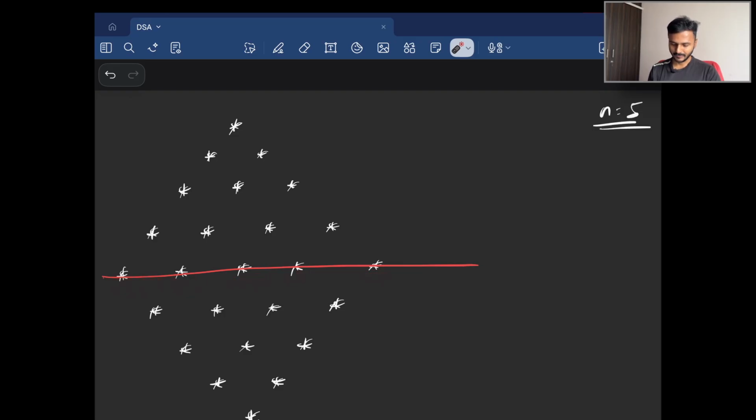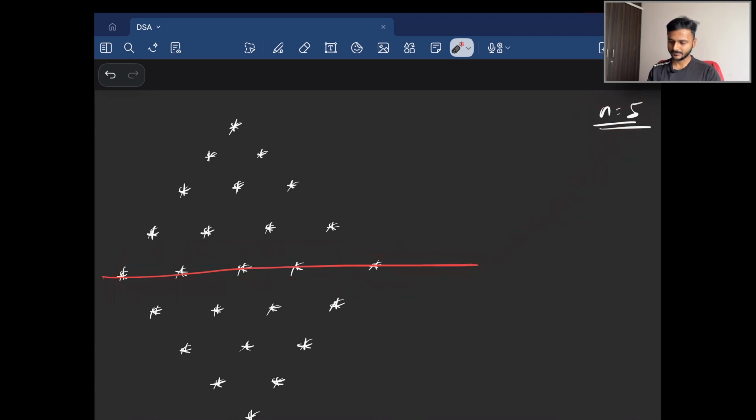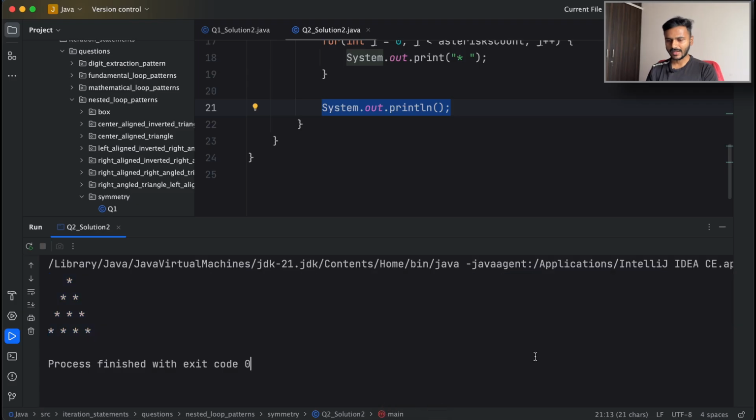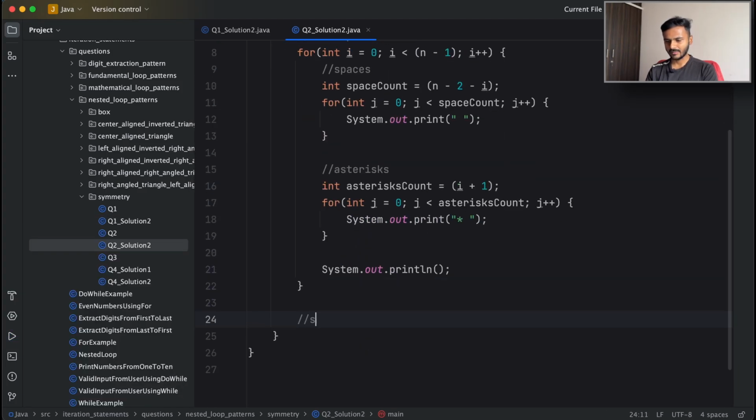So over here, what we will need to do is print these 5 asterisks, which is the same as the value of n, right? So let's come back to IntelliJ, and over here, let's handle the second part also. The second part will be this.